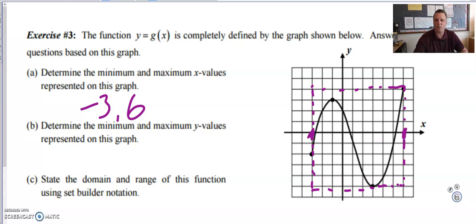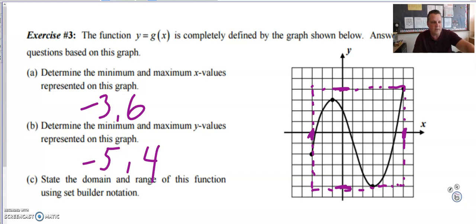Determine the minimum and maximum y. So here we are again. This is the max. This is the min because we boxed it in. It's nice and easy to tell. So you count 1, 2, 3, 4, 5. So I have a negative 5 and then up to 4. So that's the min and max.